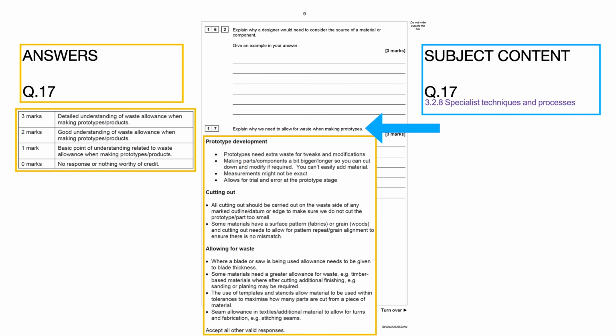Some materials need a greater allowance for waste. For example, timber-based materials where after cutting, additional finishing, for example, sanding or planing, may be required. The use of templates and stencils allow material to be used within tolerances to maximize how many parts are cut from a piece of material. And lastly, seam allowance in textiles or additional material to allow for turns and fabrication, for example, in stitching seams.